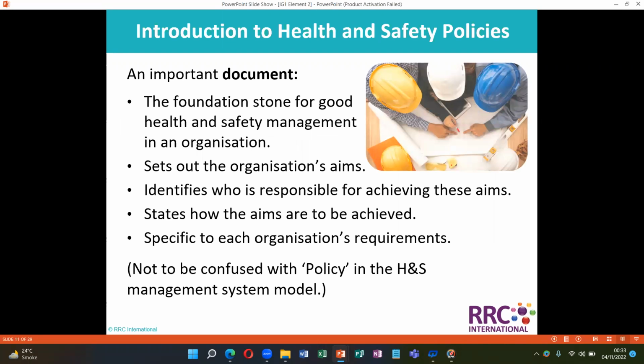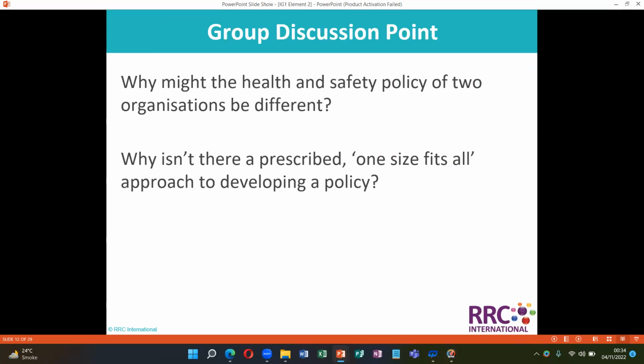Introduction to health and safety policies. An important document, the foundation stone for good health and safety management in an organization. It sets out the organization's aims, identifies who is responsible for achieving these aims, and states how the aims are to be achieved, specific to each organization's requirements. Not to be confused with policy in the health and safety management system model. Group discussion point: why might the health and safety policy of two organizations be different?